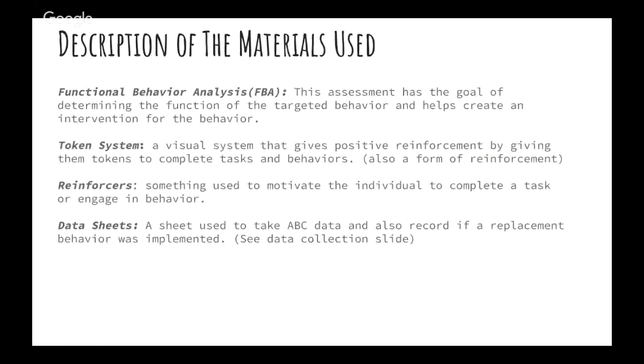Okay, so here is a description of a lot of the materials used in the FCT and also outside of the FCT when you're trying to implement it in a natural setting or in the classroom. So a functional behavior analysis is basically the bread and butter of having a successful FCT. This is an assessment that has the goal of determining the function of the target behavior and helps create an intervention for the behavior. Once you know what the function is, it will be easier to find an appropriate replacement behavior for that negative behavior that we're trying to target.